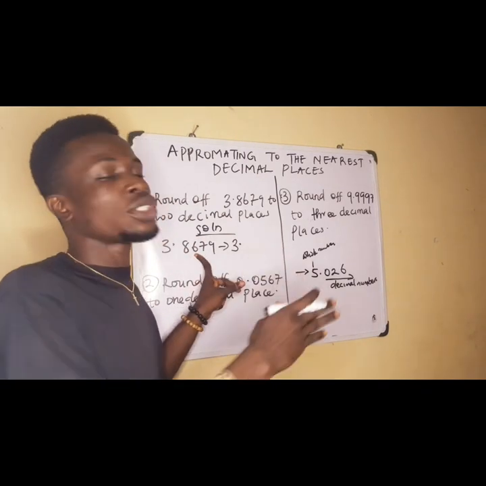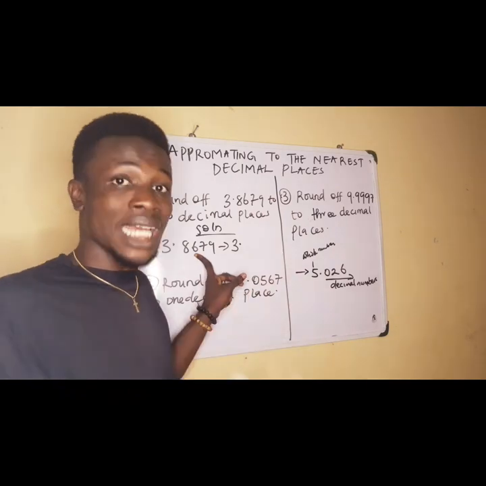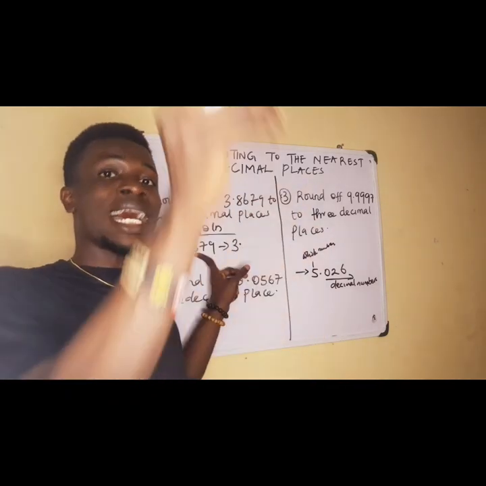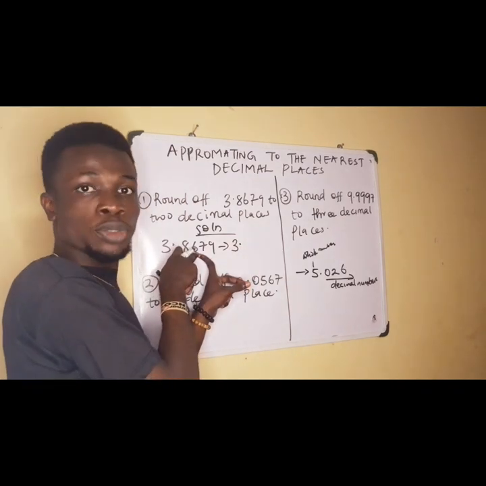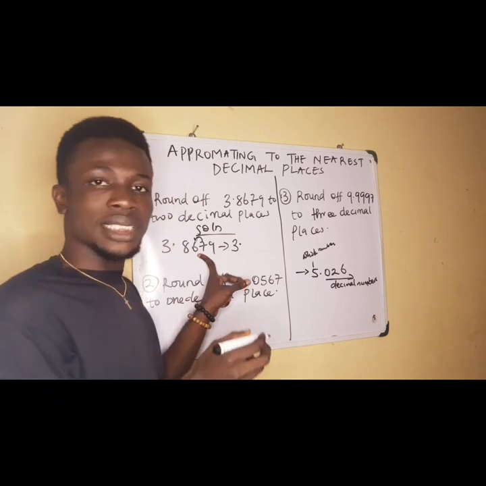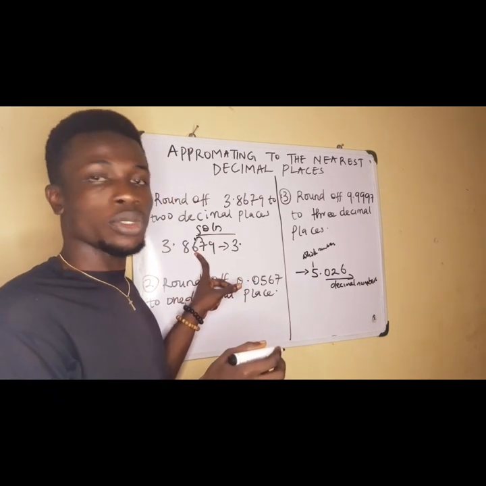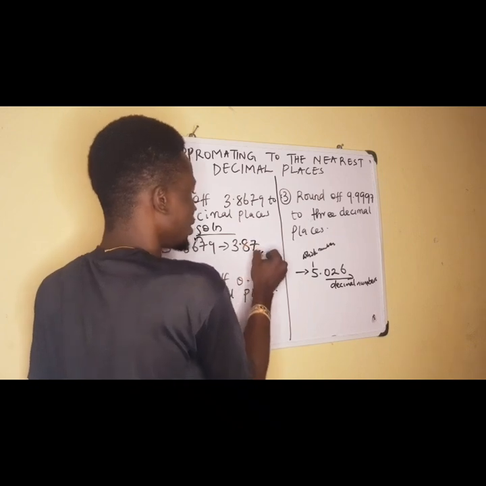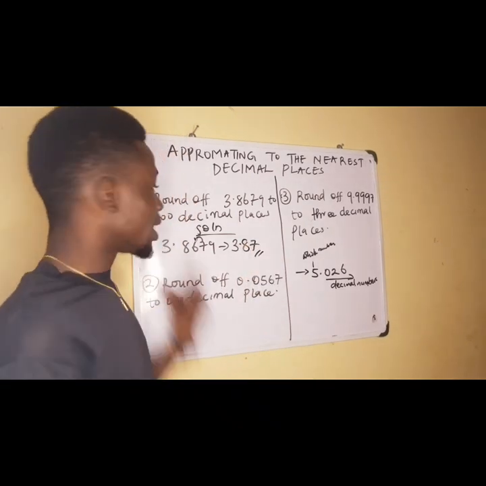And I told you the range to round up is from 5 to 9. So if you have a number that is 5 to 9, you round up, which means you add 1 to this last decimal place. So that's what we're going to do here. We're going to add 1 to 6. And if you add 1 to 6, it's going to give you what? 7. So our final answer will be 3.87. That is how to round up to the nearest decimal place.